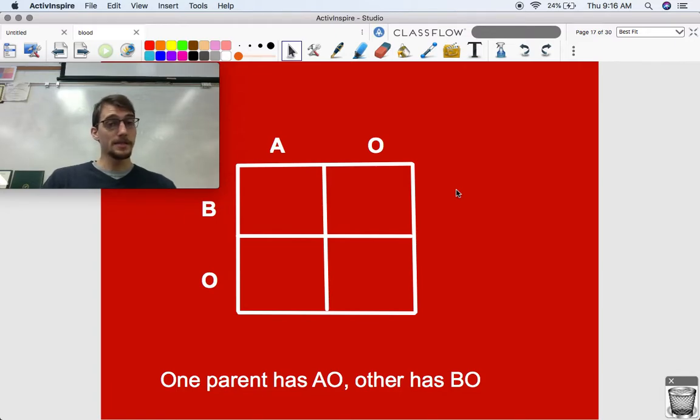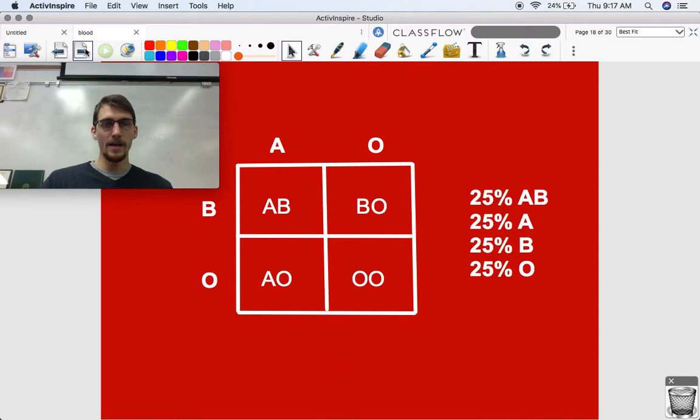So how about this? If one parent has a genotype of AO, which means their blood type is A but they only have one A allele, and the other parent is blood type B but they only have one B allele, what are the probabilities now? Let's cross them. If we got A and B here, this is going to be AB, BO, AO, and OO, right? So you have a 25% chance for each, meaning 1 in 4 of these offspring will be AB. They could be A, they could be B, or they could be O. That's how this works.